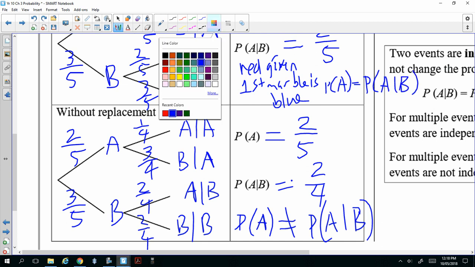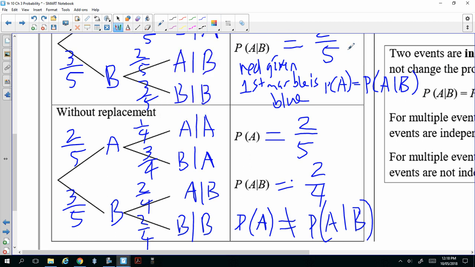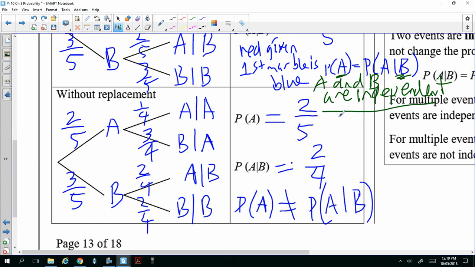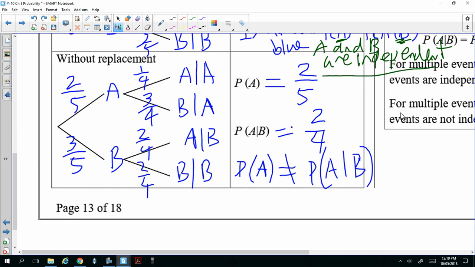So one is equal, one is not equal. If it's equal, we say the two events are independent of each other. Getting a blue marble first doesn't affect your chance of getting a red. So we say A and B are independent. That's what independent means: if something has happened and it doesn't affect your second thing happening, then they're independent. Whereas for this one, the two events, A and B, are dependent on each other. It depends on whether you get a blue marble or not, so you change your probability.